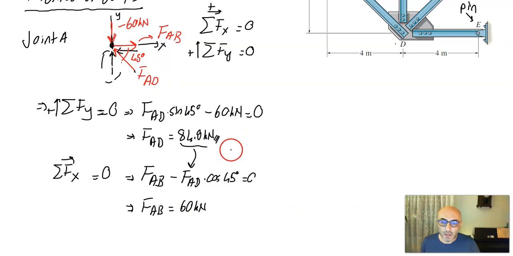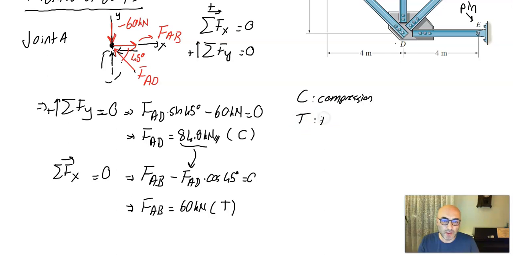And by the way, since we are finding positive results here for the unknown forces, our initial direction assumptions were correct, making AD a compression member and AB a tension member. So we show C for compression and T for tension.